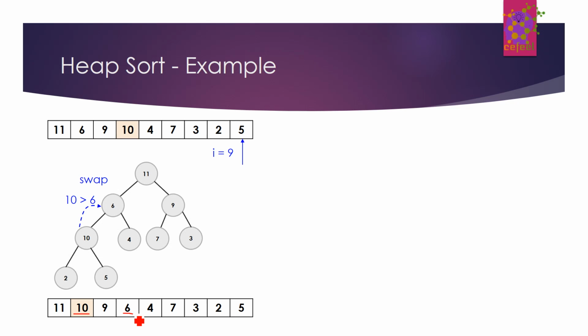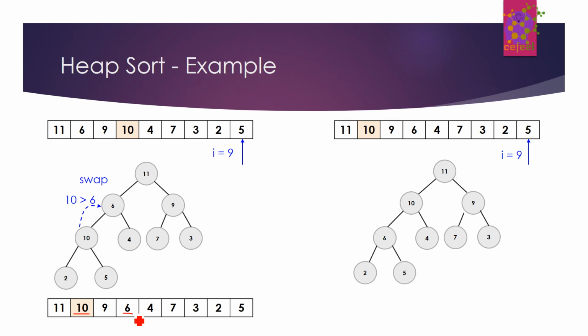And notice we are still not done. We have to do another comparison of the new 10 with its parent. So 10 will be compared with 11, and 10 is less than 11. So this shouldn't be 5, this should be 11.